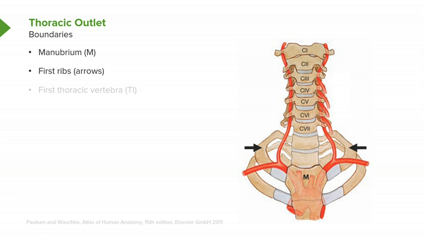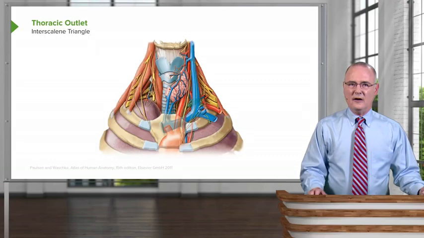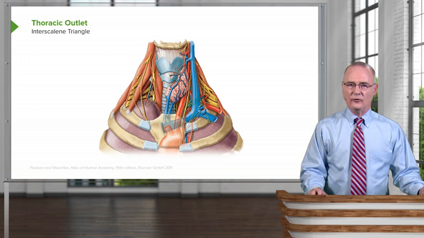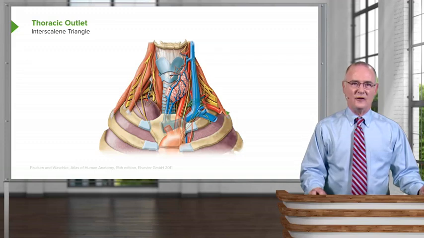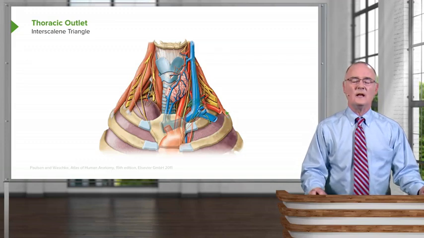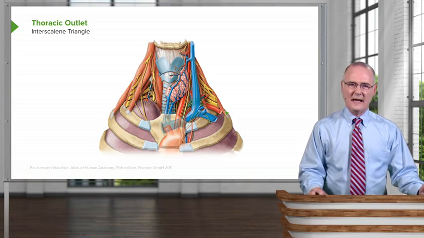The last anatomic structure that contributes to the thoracic outlet is the first thoracic vertebra, and we see that labeled right here. In this area of the thoracic outlet, we have scalene muscles. Anatomy is full of geometric configurations, and so here is yet another one. This is called the interscalene triangle.